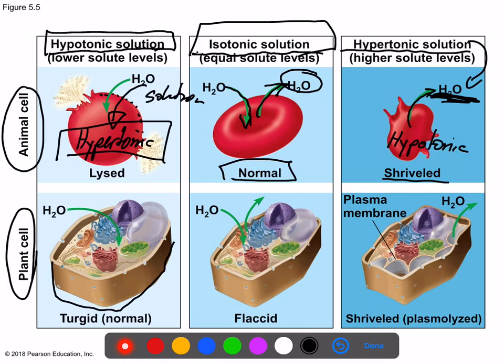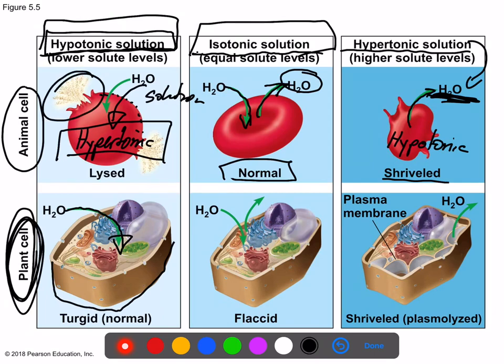Okay, let's now compare the same exact solutions, but this time to a plant cell. Remember, the plant cell has that cell wall, so this is going to change the way plant cells respond to these solutions. So first, what happens when a plant cell is placed in a hypotonic solution? In that case, that means water is coming into the plant cell. And whereas an animal cell would rupture open and die, we call that lysed, a plant cell doesn't tear open, again, because of its cell wall.